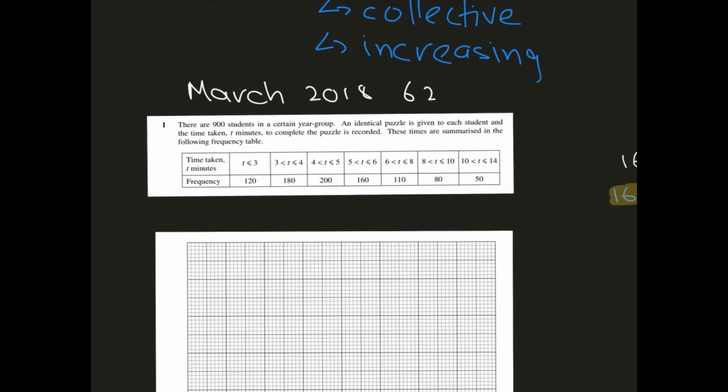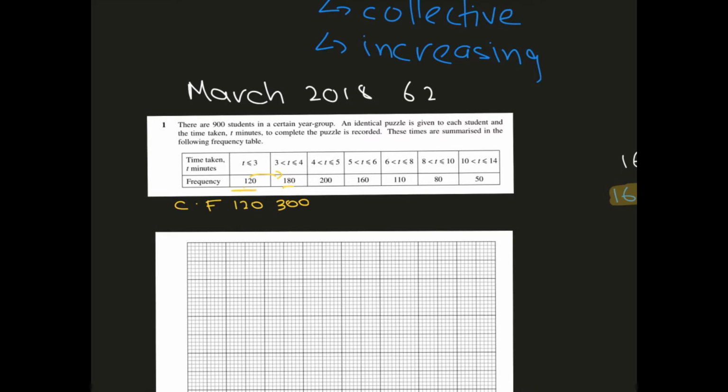They are saying that the number of people who took less than 3 minutes is 120, and the number of people who took between 3 to 4 minutes is 180. So if I ask how many people took less than 4 minutes, then we will add these two things. We add 120 to 180, that is 300. So the first one is always the same as the frequency. So this is our cumulative frequency table.